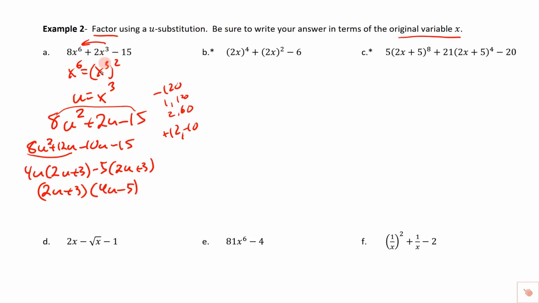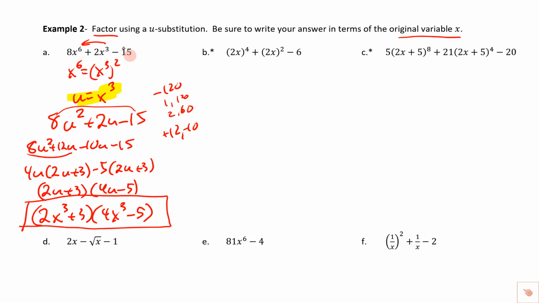Now, I can't just say, well, the original problem was about x's, and now I've got something in terms of u. I just need to switch this back. So wherever there is a u, we're going to replace that. We're going to reverse the substitution, so to speak, and we're going to put in an x cubed. So this is going to be 2x cubed plus 3, and this is going to be 4x cubed minus 5, and that is the answer. That's in terms of the original variable. And this is what we would get when we factor this.